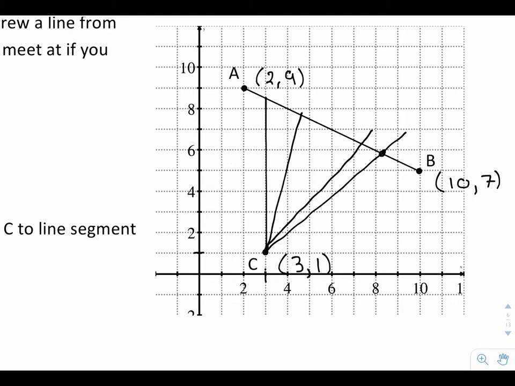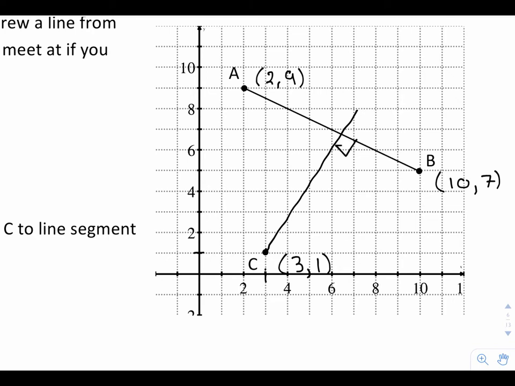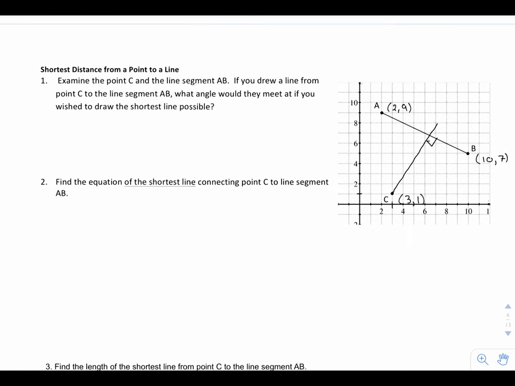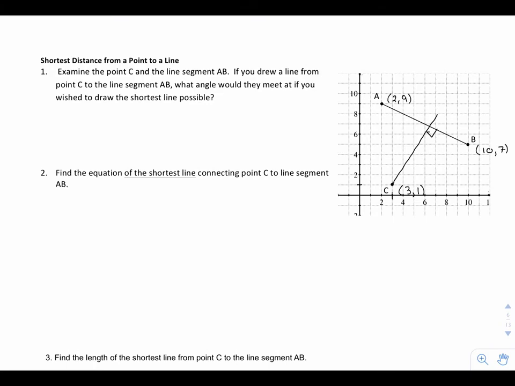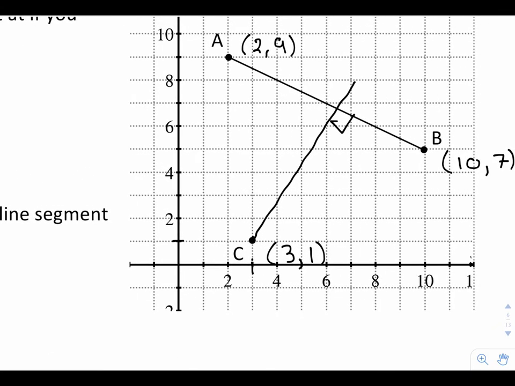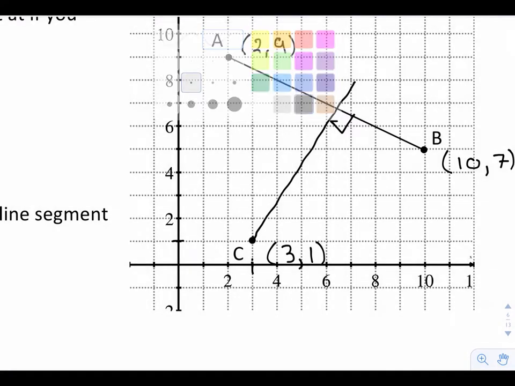Okay, but what is the shortest possible line? Well, as it turns out, the shortest line connecting point C to the line AB happens to be the line that is exactly perpendicular to AB. So that's this line that intersects at a right angle. The end goal is actually to determine the length of this line. We want to find the length of this shortest line.